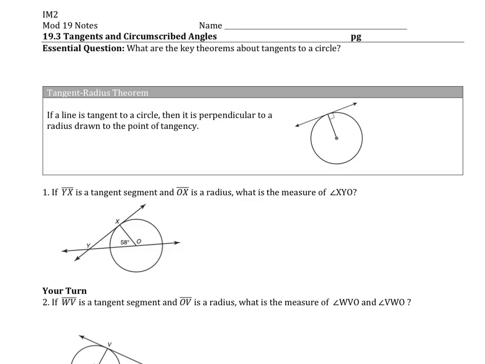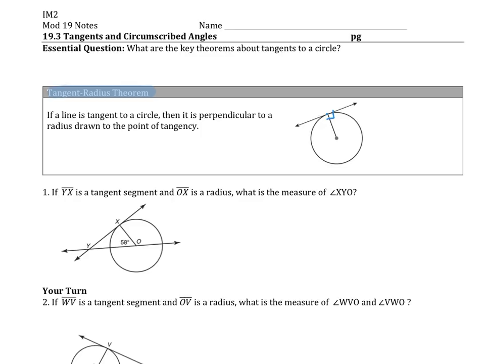So the biggest one is this first one here, the tangent radius theorem. And what that states is that when a line is tangent to a circle, and tangent means it just touches at one point, so in this case it'd be that single point there, then it's perpendicular to the radius drawn to that point of tangency. And so that's huge because that gives us a 90-degree angle in there. And that helps out a lot with being able to deal with problems in circles.